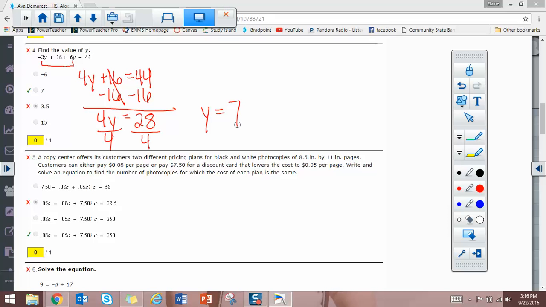Number 5 says that a copy center offers its customers 2 different pricing plans for black and white photocopies. Customers can either pay 8 cents per page or pay $7.50 for a discount card that lowers the cost to 5 cents per page. Write and solve an equation to find the number of photocopies for which the cost of each plan is the same.